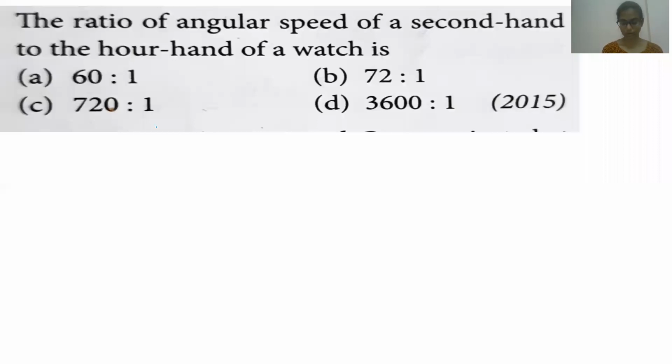Yes, children. See this problem. What they have given here is the ratio of angular velocity of the second hand and hour hand of a watch. You might have observed the watch, right? The hour hand is a little small and the second hand is a little large. You might have observed, and the minute hand is approximately between these.